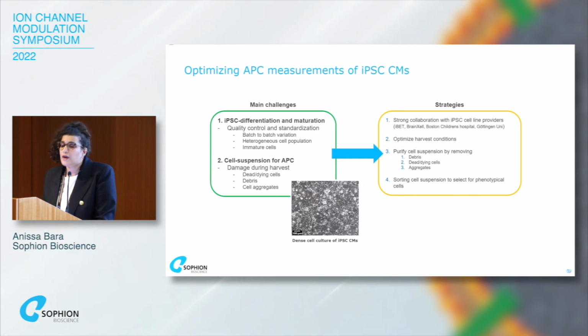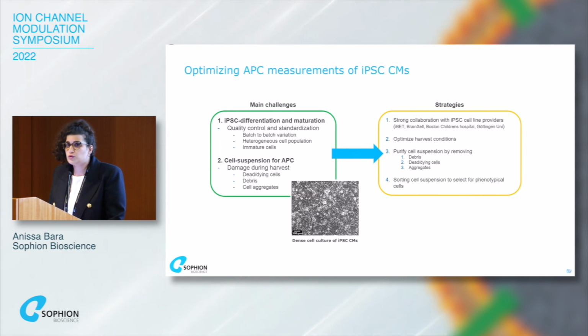So to face those challenges, we are working in strong collaboration with cell providers and also other university collaborators to improve the differentiation process. So we always go back and forth, depending on what we see and what cell line we are receiving, and we are trying to improve that with them.